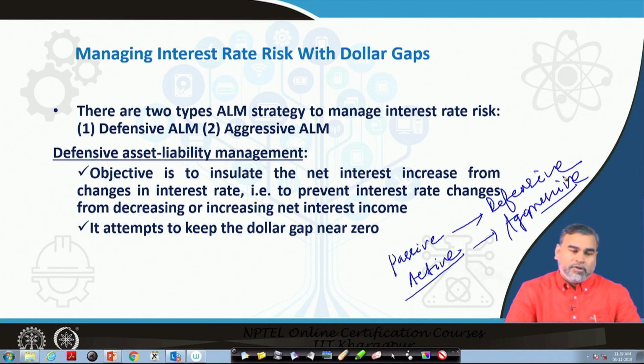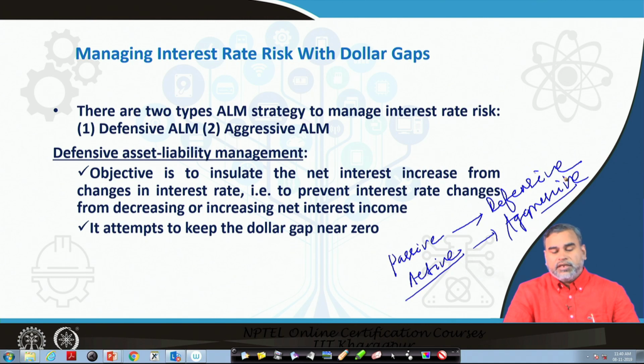Whenever you talk about the defensive asset liability management strategy, the objective is to insulate the net interest income from changes in interest rates, that means to prevent interest rate changes from decreasing or increasing the net interest income.